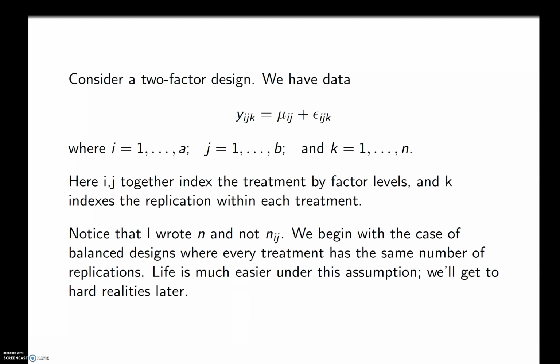Note that he's not general here, and he wrote N instead of Nij, so we're going to start with balanced designs, where every treatment has the same number of replications. Certain procedures, certain multiplicity procedures, in fact, are easier when you have balanced data, but a common misconception is that you must have balanced data, and I've run many an experiment without balanced data, and it's not the end of the world.